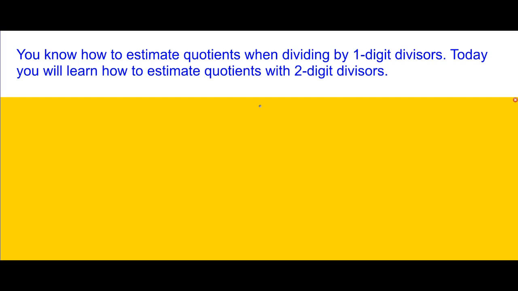Last unit, you learned how to estimate quotients when you were dividing by a one-digit divisor. Today, we're going to look at how we estimate quotients when we're using these new two-digit divisors. So, let's get started.